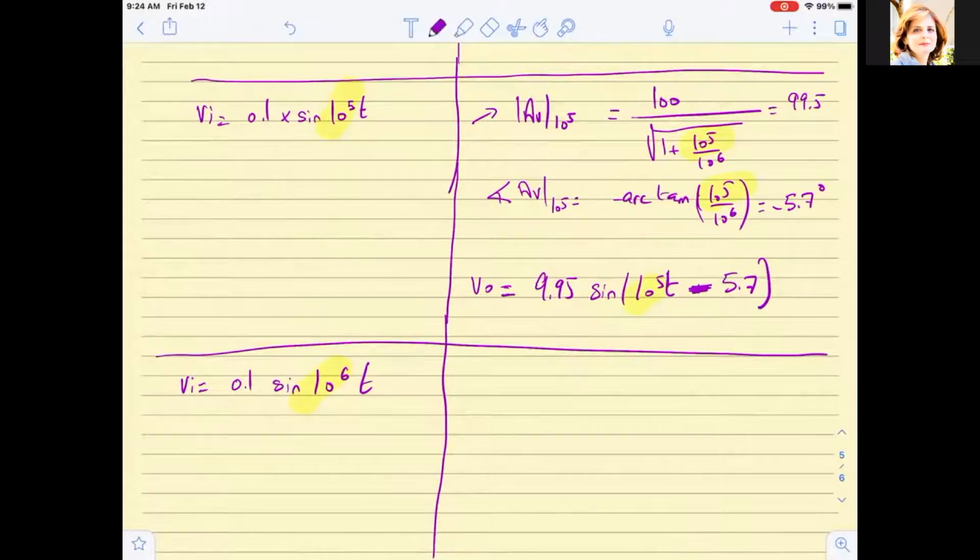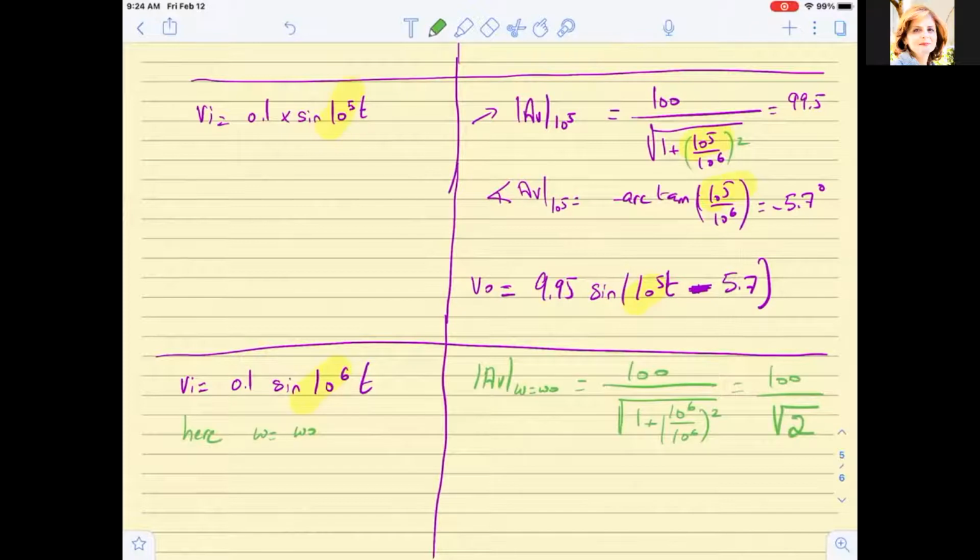And in this example, here omega equal omega 0. So in this scenario, the gain AV at omega equal omega 0 is going to be equal to 100 over the square root of 1 plus 10 to the 6 over 10 to the 6, all squared. So this is equal to 100 over root 2.